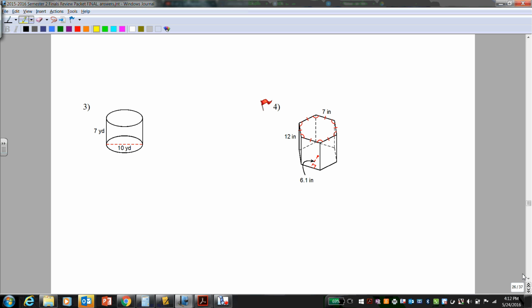So we're taking a look here at number 4. Number 4 is a prism. So it's going to be volume equals base times height. That's for a prism. The first thing you always want to do is shade your bases, and then determine what your bases are. And our bases are going to be here and then the one on the bottom.